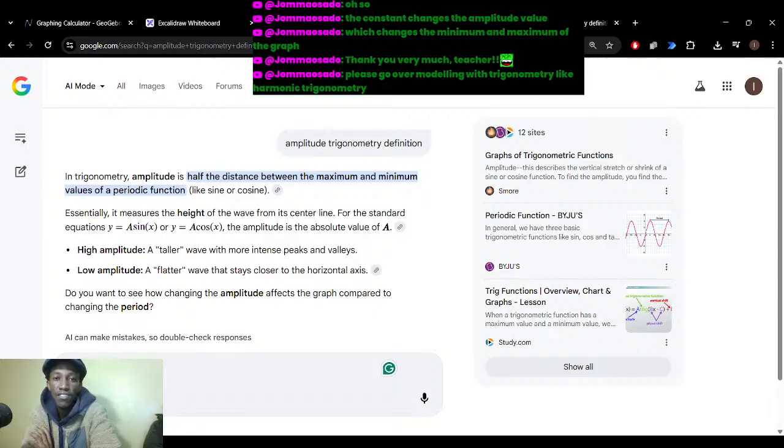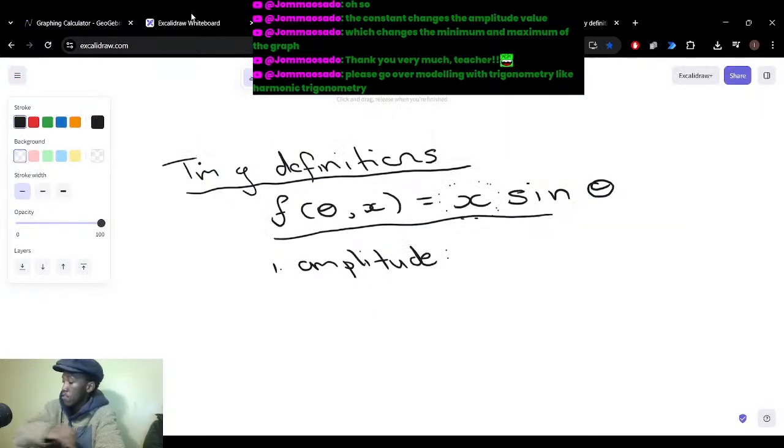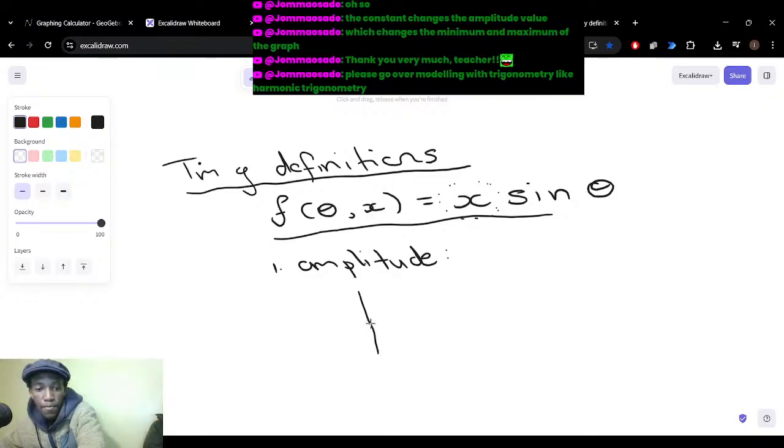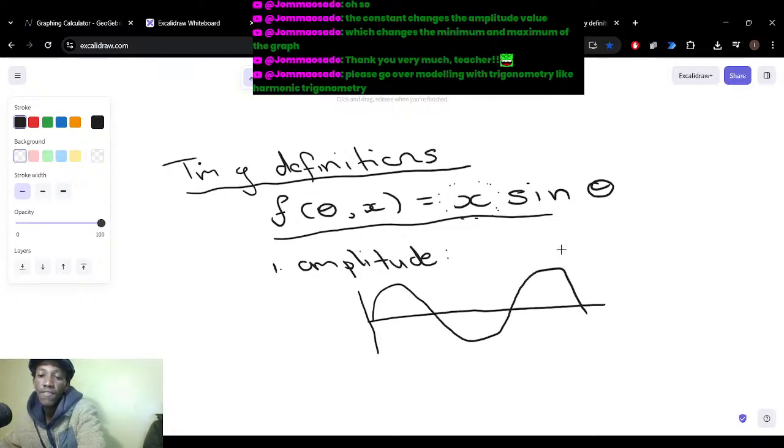So what does this actually mean? Ne? Okay. Let me just do this. Given the following graph, ne? So our amplitude is the half distance between the maximum and the minimum of your periodic function. So for example, this is our maximum.